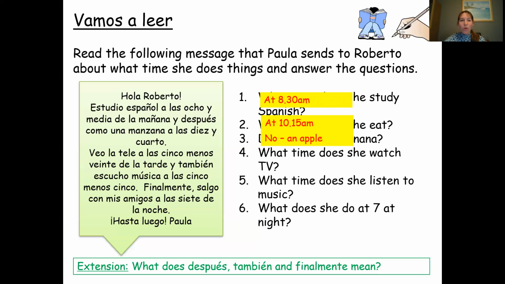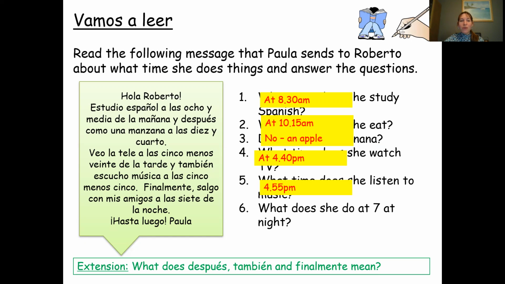We've said that already. Como una manzana. So question number 4, what time does she watch television? The answer to that is 20 to 5. She says, veo la tele a las 5 menos 20 de la tarde. So we know that's the afternoon. What time does she listen to music? At 4:55. Bit of a tricky time here. So she says in the text, escucho música a las 5 menos 5, at 5 to 5, or 4:55.